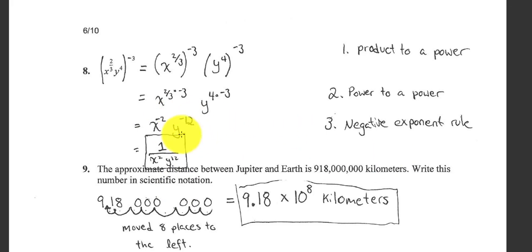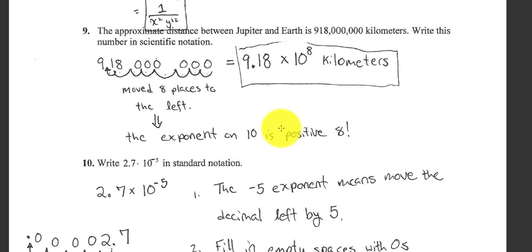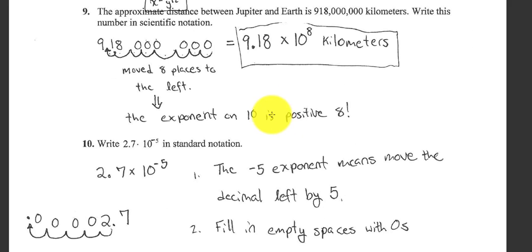And then to get rid of the negative exponents, well, the x comes down, and the exponent becomes positive, the y comes down, and the negative 12 becomes positive, and we're done. Okay? Number 9 and 10, often these do not appear on my exams, but this is good. Scientific notation is nice to know.